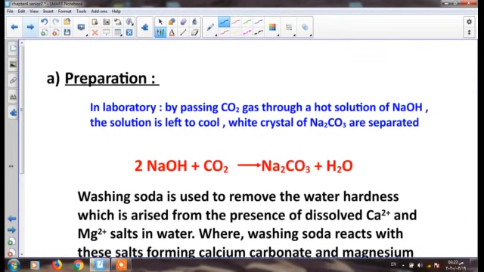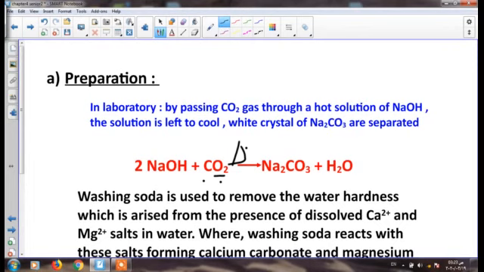The solution is left to cool. White crystals of sodium carbonate are separated. Sodium hydroxide plus carbon dioxide, heating, gives sodium carbonate plus water.